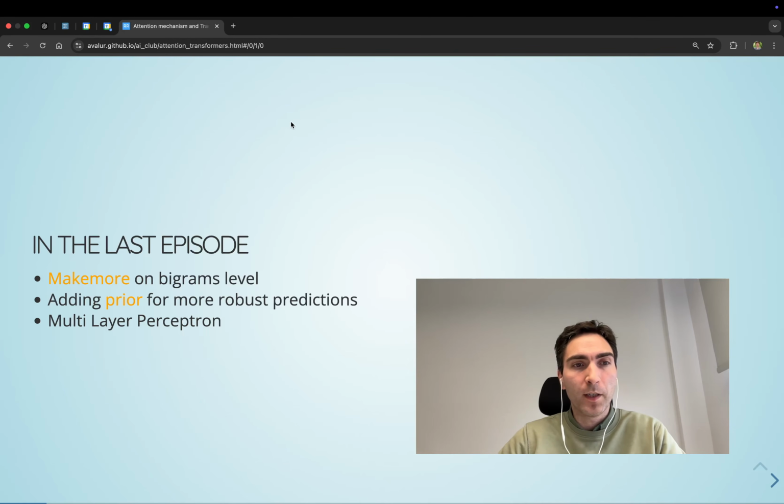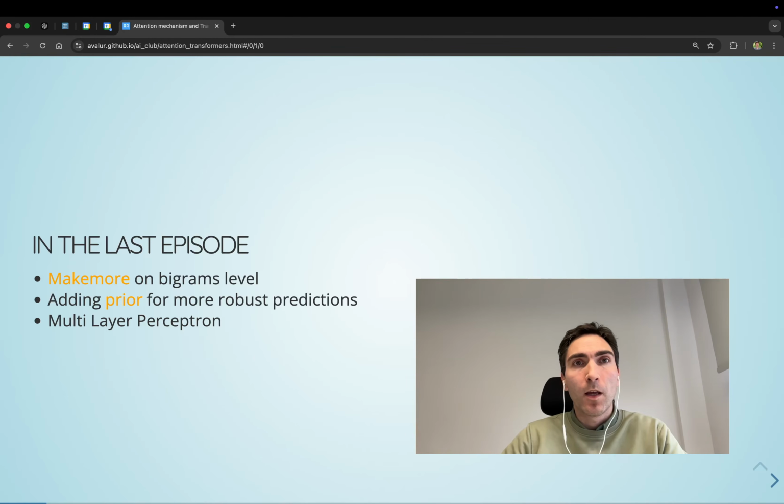Then we discussed the prior notion for more robust predictions, and then in the end of the lecture we switched to multi-layer perceptron. There we introduced new weights for training the model based on any data set we want, and again we are able to generate new text similar to the data set we used before.